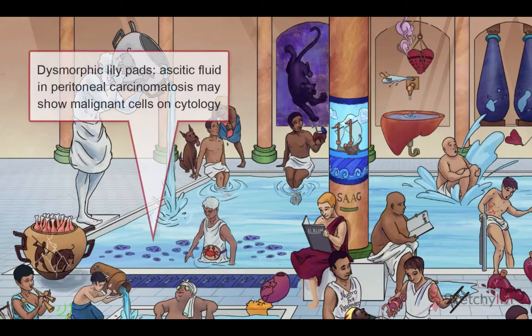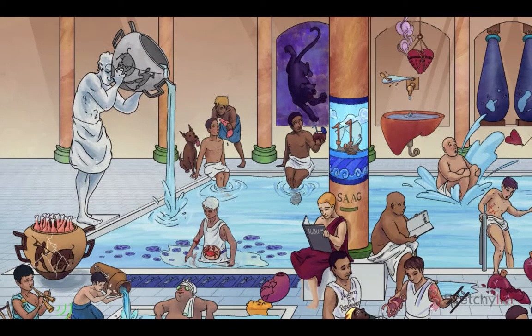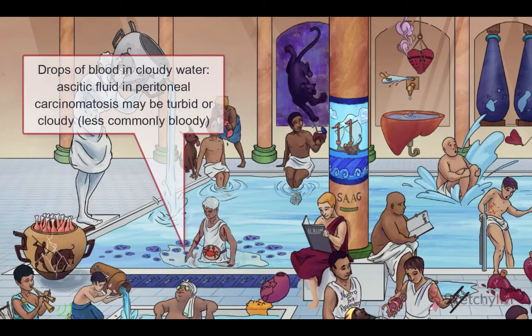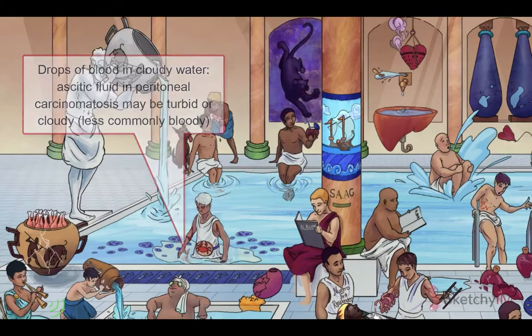Cytology for malignant cells should be sent on all ascitic fluid samples from patients suspected of having malignancy-related ascites. The overall sensitivity of cytology smears for the detection of malignancy-related ascites is 58 to 75%, but will really only be positive if peritoneal carcinomatosis is present. On paracentesis, the ascitic fluid sample may be turbid or cloudy due to the presence of cells, or sometimes even bloody. Keep in mind, however, that there are other ways for the cancer to cause ascites without implanting on the peritoneum.